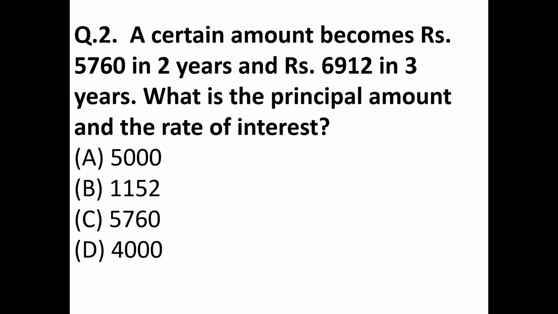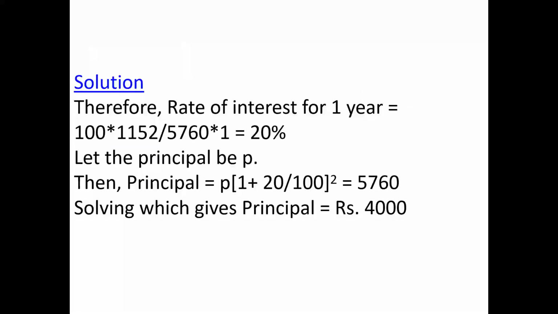Okay, so first we need to check that there is a certain amount, that we don't know, but that amount becomes 5760 after 2 years. And rupees 6912 also, it becomes that after 3 years. First in 2 years it becomes 5760, and in 3 years it becomes 6912. So we need to find now. So the amount is given, and also the years, that is time, is given.